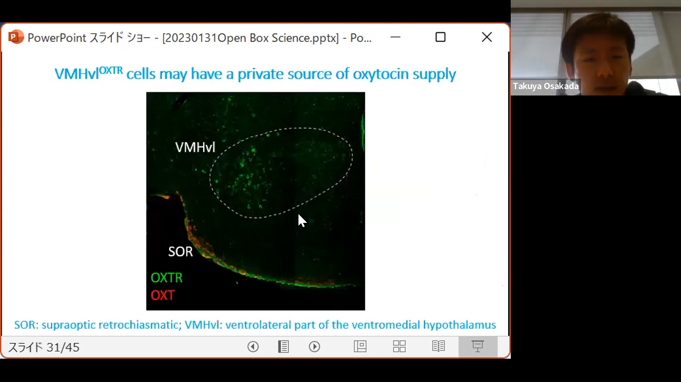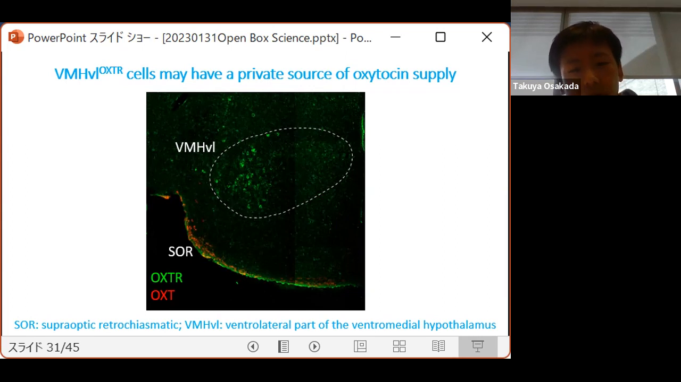Next we wanted to address this with electrophysiology. But before that, I want to say that this SOR region, a very tiny region, is also interesting from its anatomical location. The SOR, shown here in red, is very close to the anterior part of the BMHBL.